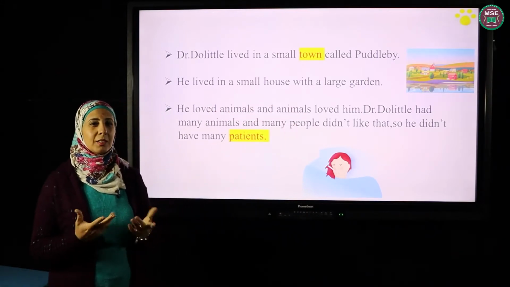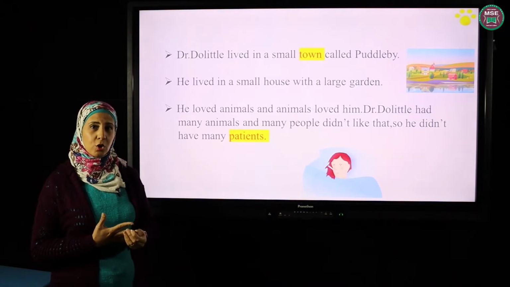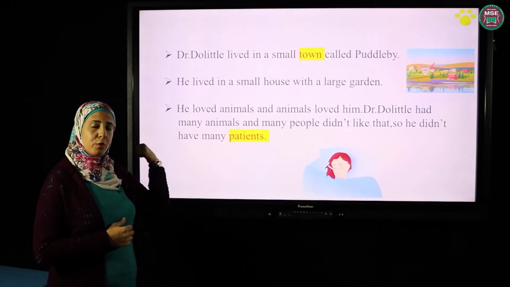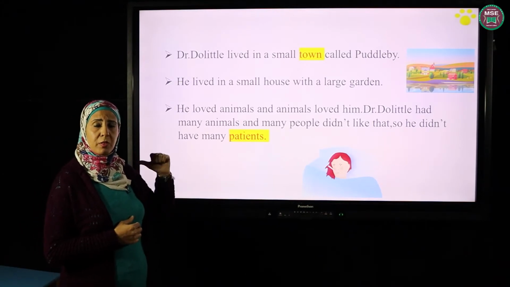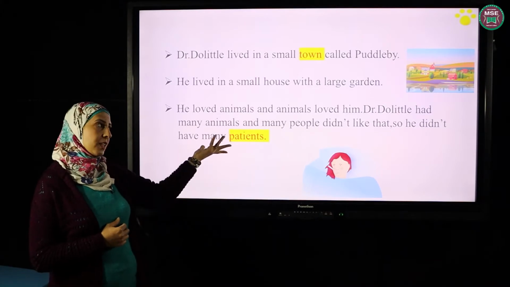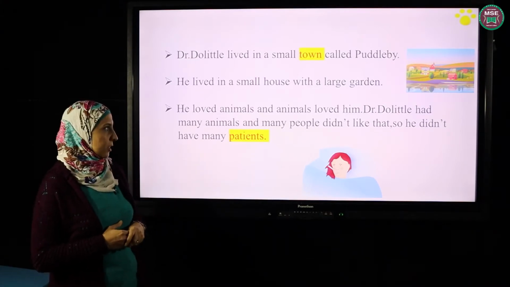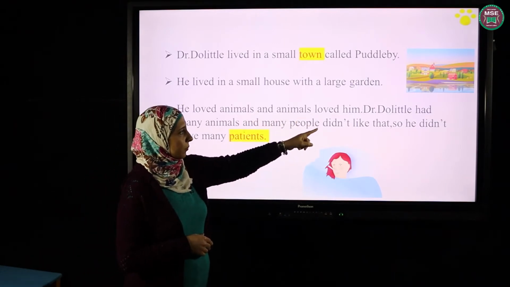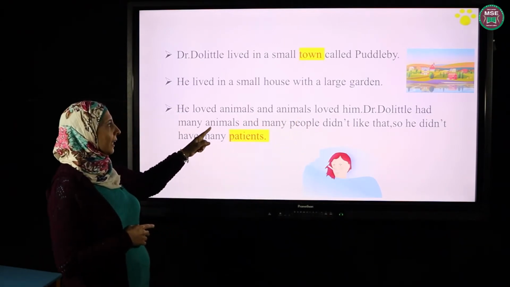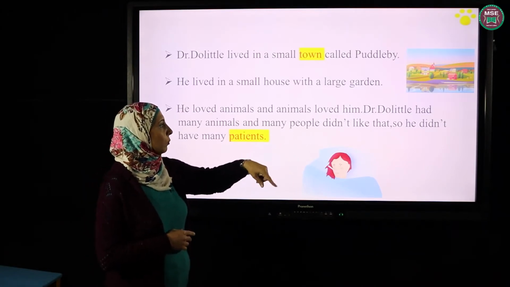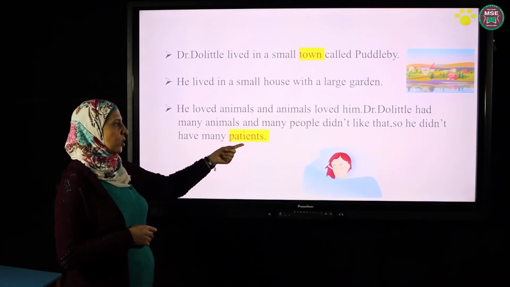Can you guess why he needed a large garden? Yes, exactly. As you see on the previous page for the characters, it shows us many animals with Dr. Dolittle, so he needs a garden to keep these animals in. Okay, he loved animals and animals loved him. Dr. Dolittle had many animals and many people didn't like that. So he didn't have many patients.